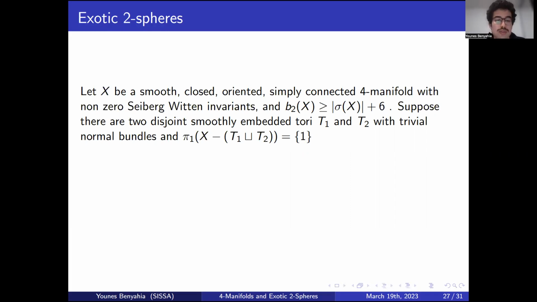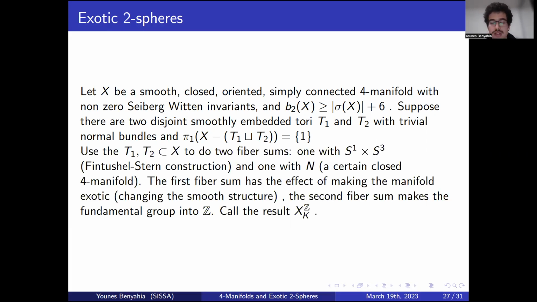And suppose that there are two disjoint tori T1 and T2 with simply connected complement as before. Then you want to use the first torus to do the fiber sum of Fintushel and Stern, with S1 times S3 along S1 times M0, and the other torus to do the fiber sum with another manifold, a certain closed manifold we will call N. So the first one is the Fintushel-Stern construction. It will give us an exotic structure.